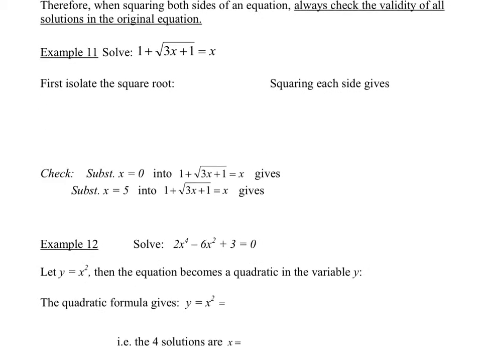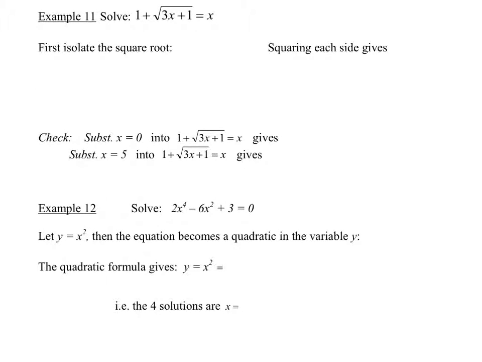So we're going to have a look at this equation, 1 plus square root of 3x plus 1 equals x. Now the first thing to do is to isolate the square root, to get the square root by itself on the left-hand side if possible. And we do that just by moving the 1 over to the other side. Now, once we've got that, we can square both sides to get rid of the square root symbol.